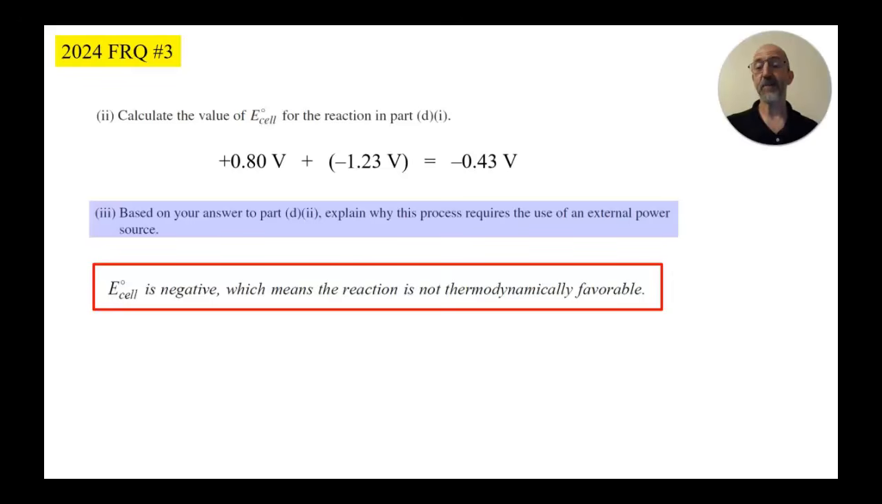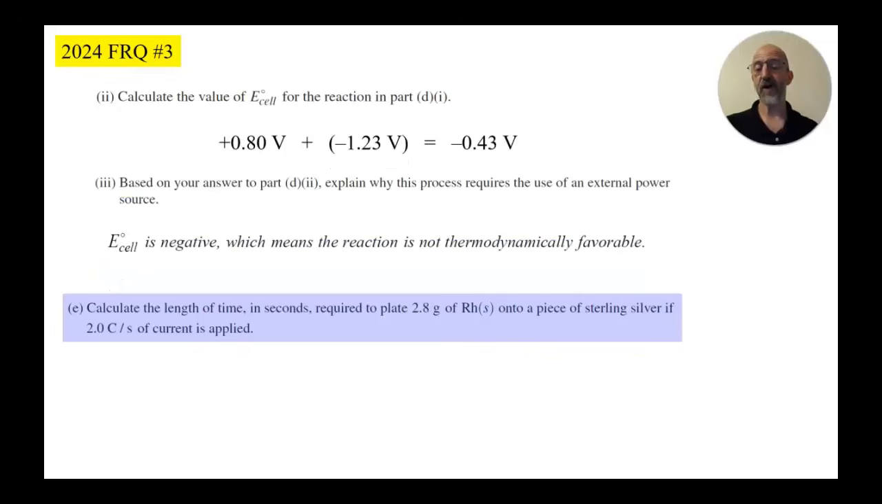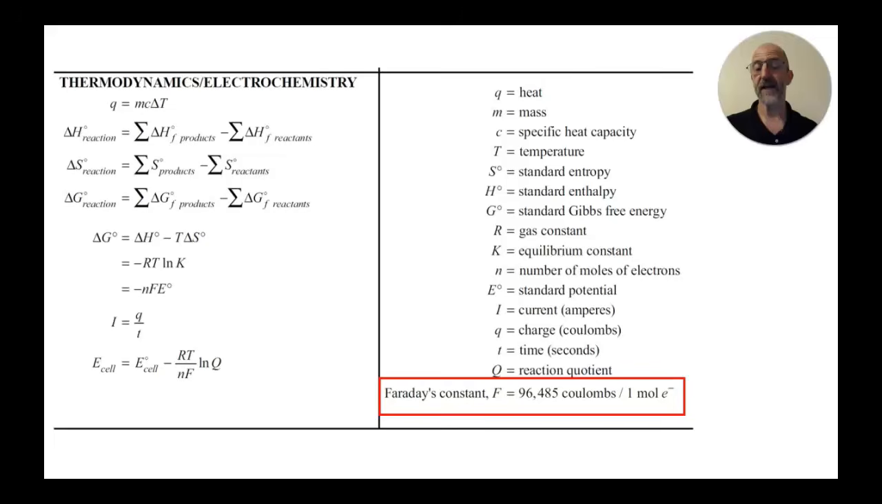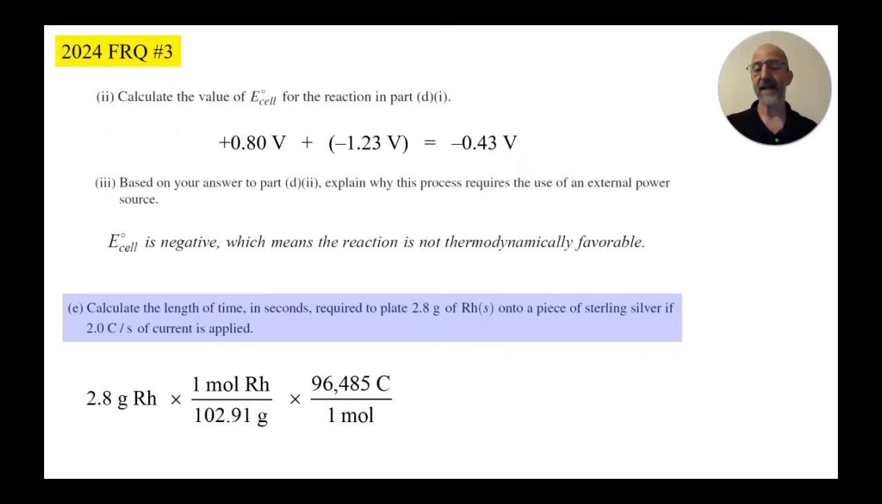And now our last part of this question involves a conversion from 2.8 grams of rhodium into time. So it says calculate the length of time in seconds required to plate 2.8 grams of rhodium. So I'm going to go ahead and start with 2.8 grams. First, I'm going to convert from grams to moles using the information on the periodic table. There's the Faraday constant in connecting coulombs to moles. I'm going to write that down. And now I'm going to connect that to time.